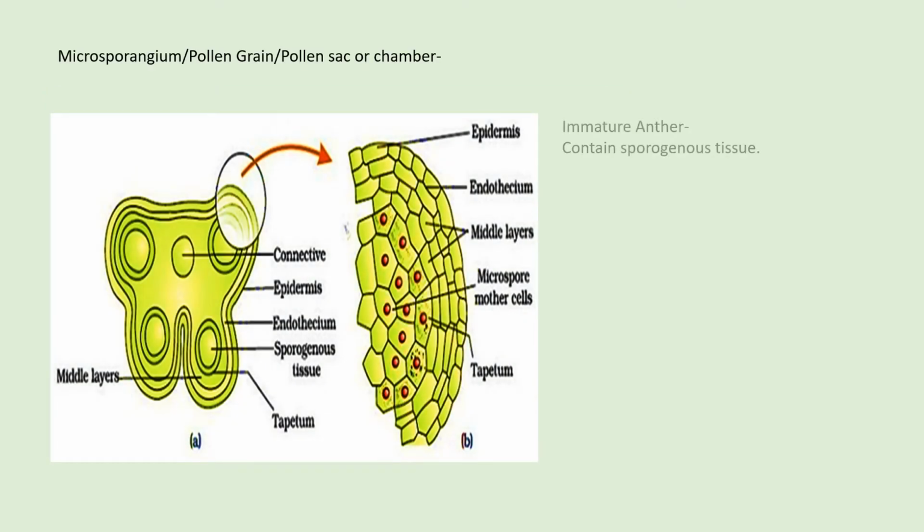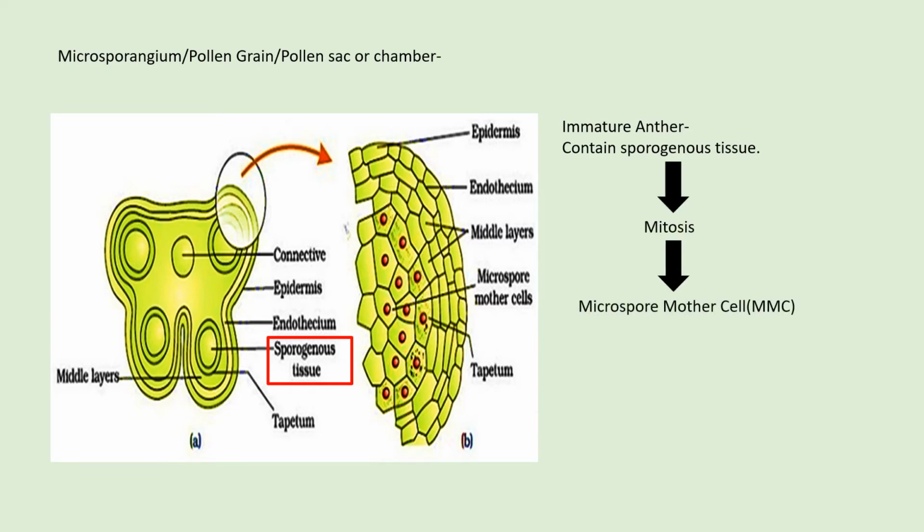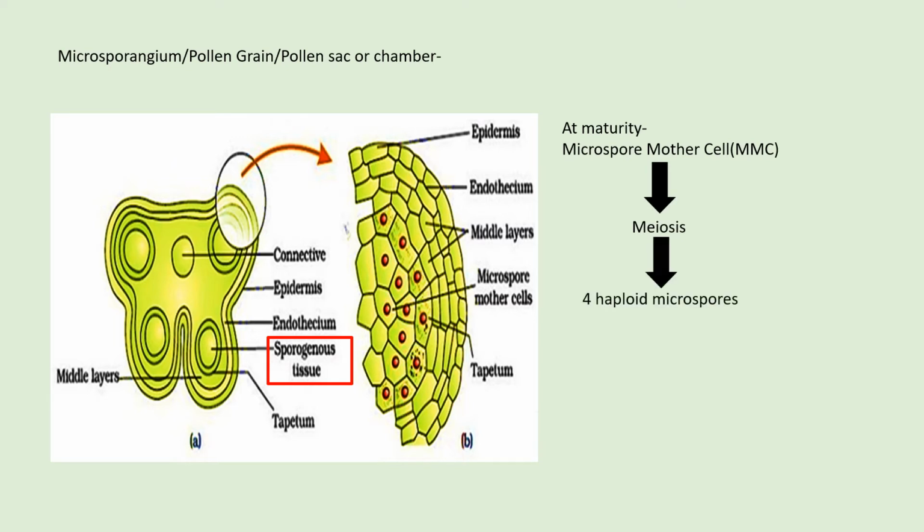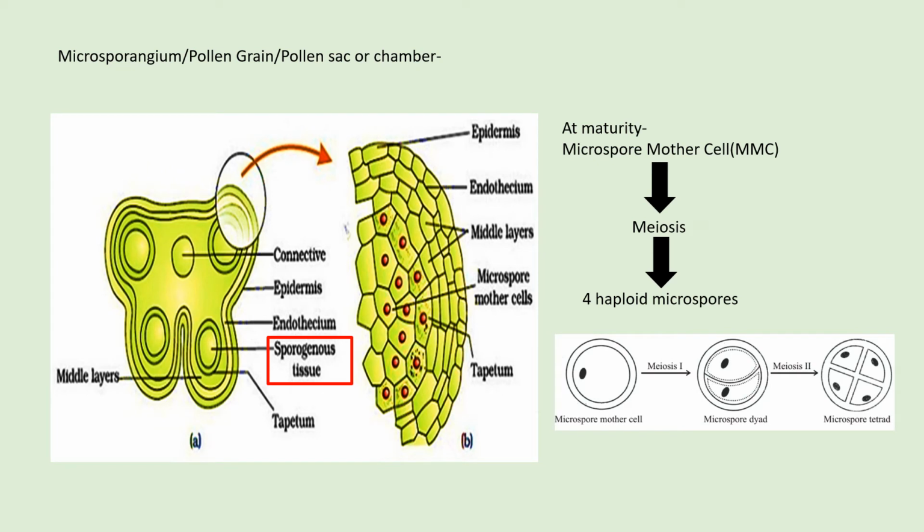An immature anther contains massive diploid sporogenous tissue. This tissue undergoes mitosis, or directly functions as MMC, that is, microspore mother cell. At maturity, MMC undergoes meiosis to form 4 haploid microspores. These are generally in the form of tetrahedral tetrads. Formation of microspores by meiosis of diploid MMC is called microsporogenesis.